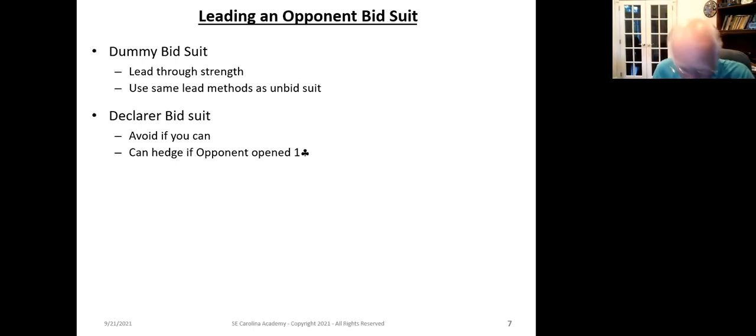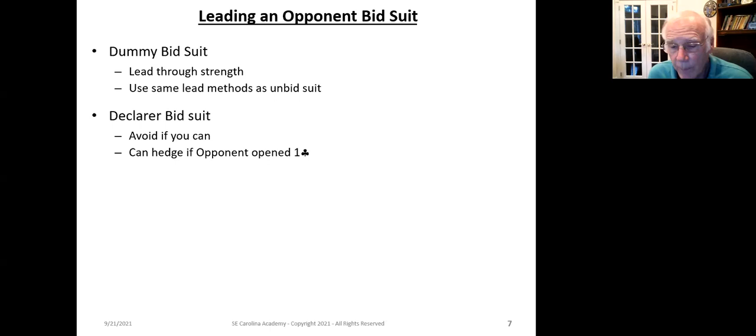Now, one of the things that you want to note too is the difference between the declarer having been a major versus a minor. Many people play what's called a short club. If they open one club, they're promising 2+ clubs, just 2. In normal standard American, they're promising 3+.